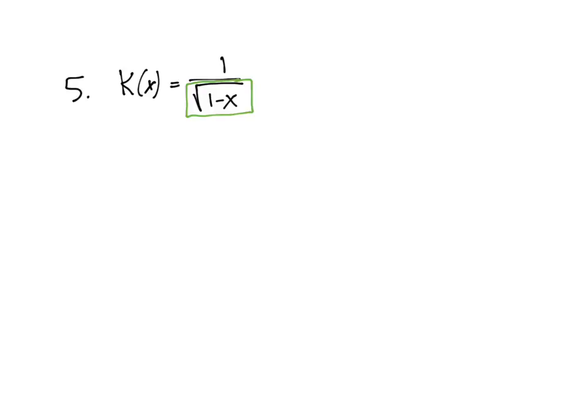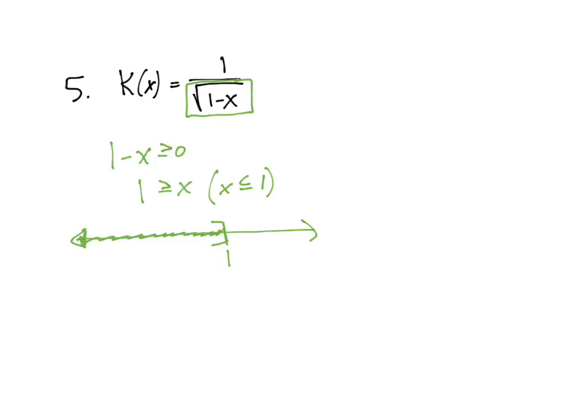So let's take the radicand, 1 minus x, and say that it has to be greater than or equal to 0. So we get 1 is greater than or equal to x. In other words, x has to be less than or equal to 1. On the number line, at 1, x is less than or equal to 1, so everything to the left here.